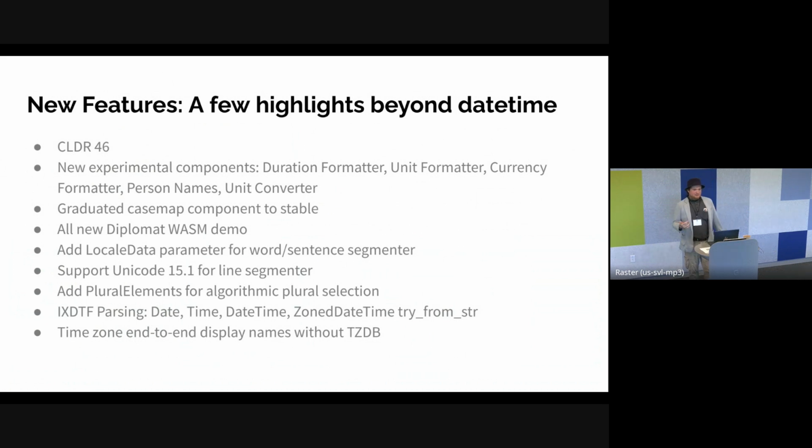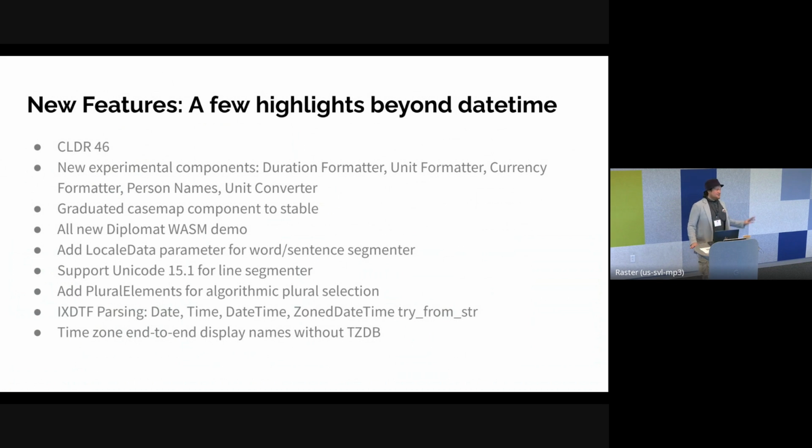We want to be able to have the locale parameter so we can do things like sentence break suppressions. We support Unicode 15.1 as well as 16 in our segmenters. We have a new plural elements, which is a new API around how you do plurals selection. Robert did a lot of work on this, on the plural elements API.